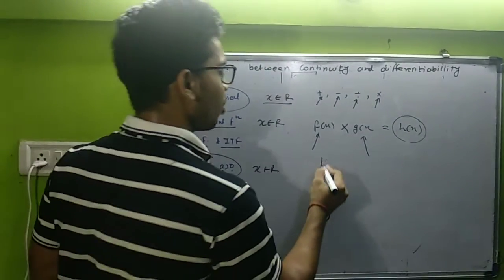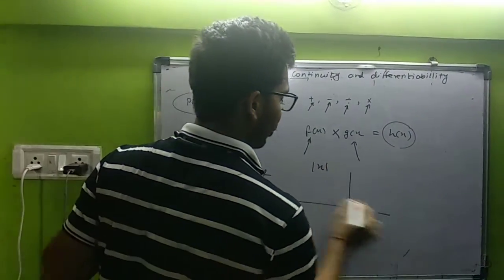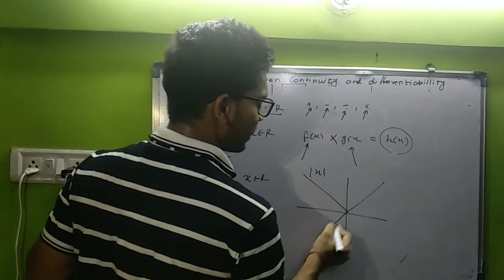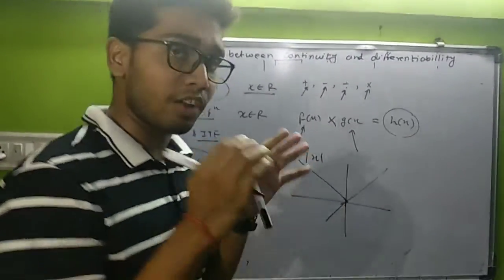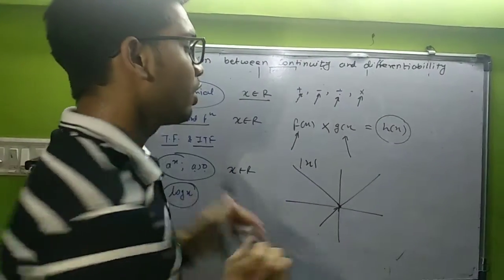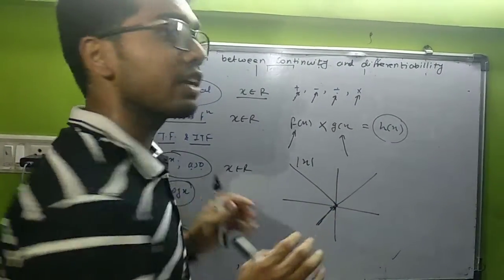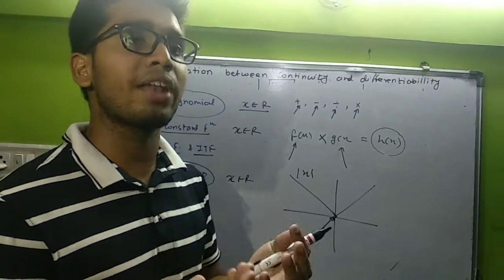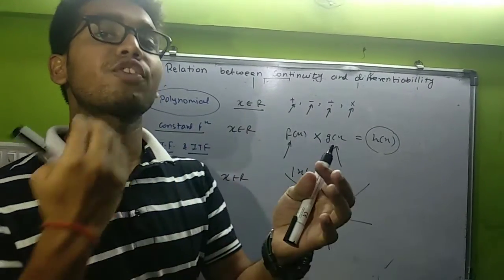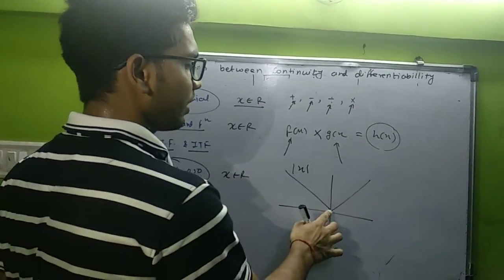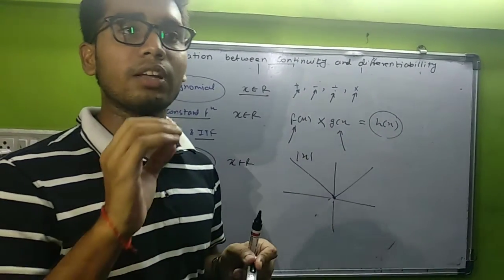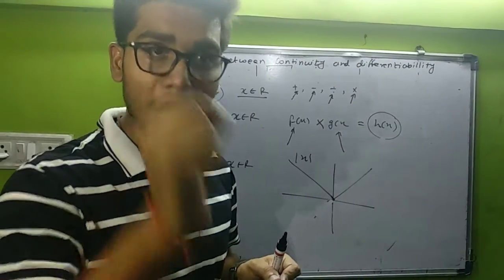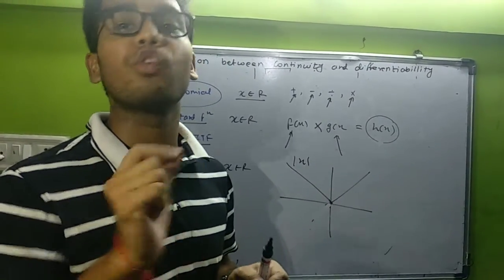For example mod x, the curve of mod x, here we can see we are having a sharp point. So at a sharp point, if in a function we are having a sharp point, then at that particular point function is not differentiable. So this is one thing which we can extract from the graph itself. If the graph is made this way and you find any sharp point in the graph, then you can easily conclude that at a sharp point in a graph the function won't be differentiable.